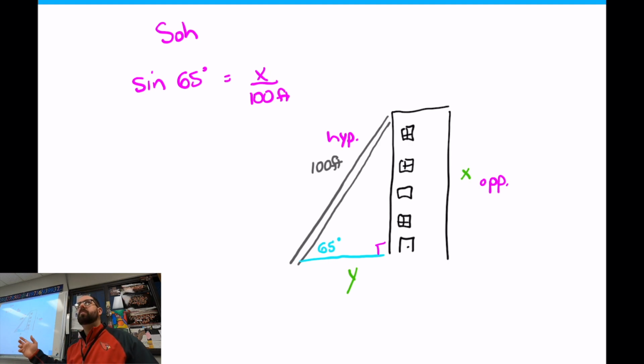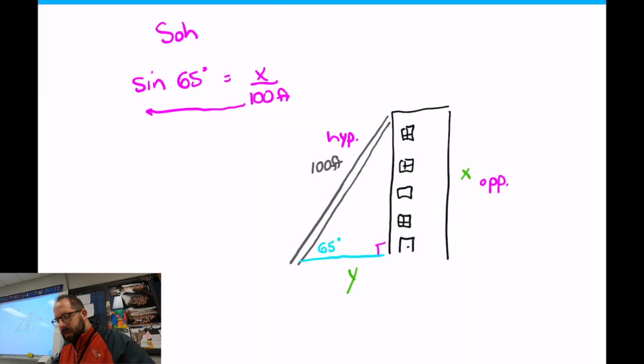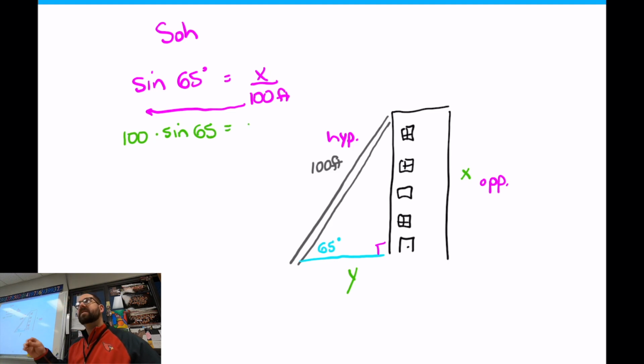To solve that one, you'd multiply the 100 across, get rid of it off the bottom. So I'm going to take the 100 times the sine of 65, and hopefully you're in degree mode. Make sure, like you saw on my calculator earlier, it has to be in degree mode for this to work. Otherwise it tells you weird numbers like negative 100 something that make no sense.